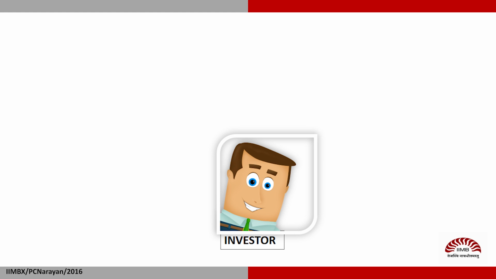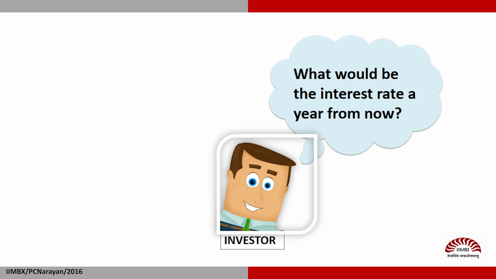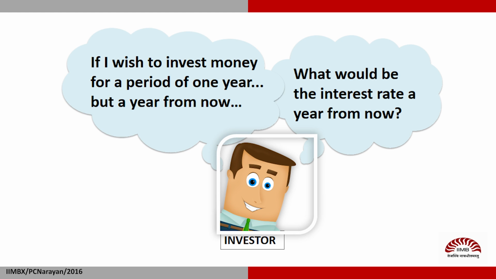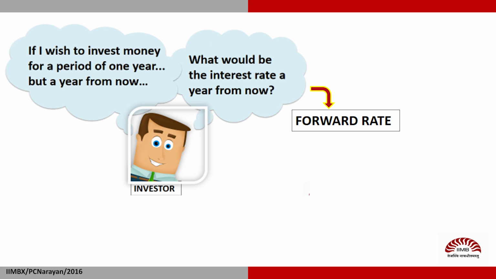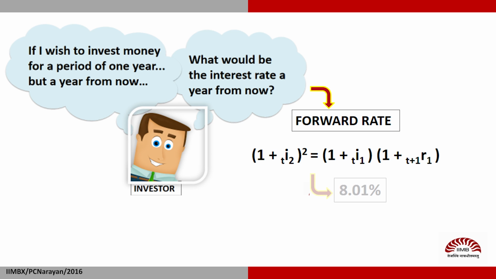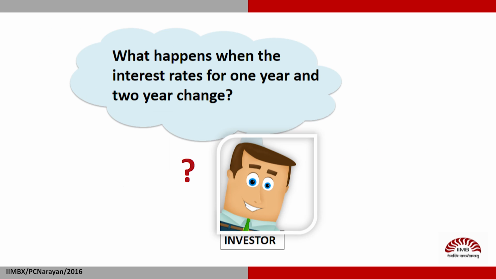If somebody were to ask what interest rate he or she would get if they invested the money 1 year from now for a period of 1 year, that's the forward rate, and that is calculated using the formula that you see, and that turns out to be 8.01%.